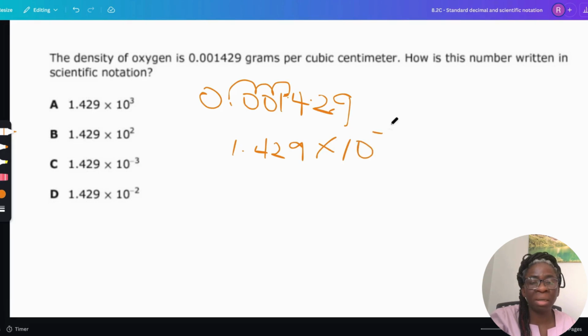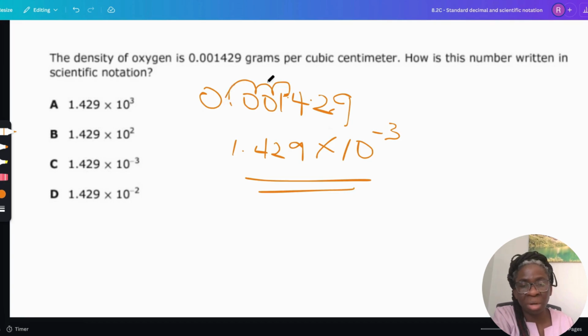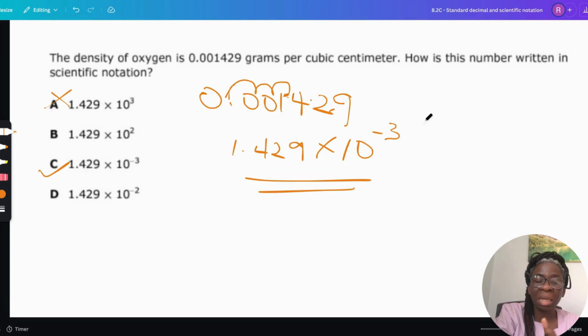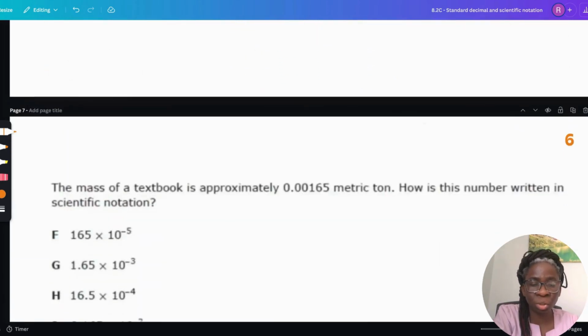Times 10 power negative 3. So take note of this. If you are moving from left to right, it will be negative. But if you are moving from right to left, it will not be negative. So if you choose option 1, you will be wrong. The correct option is this. And don't forget, immediately after the first digit, you stop.